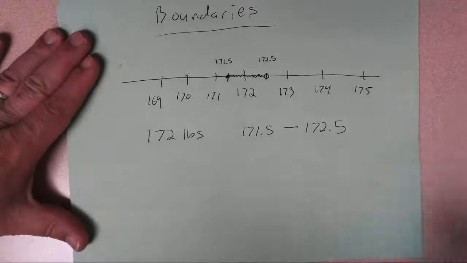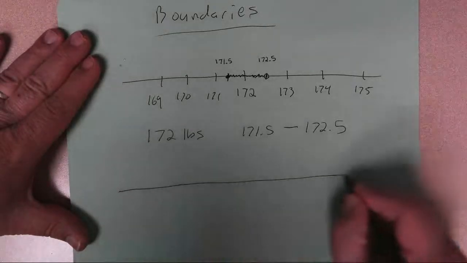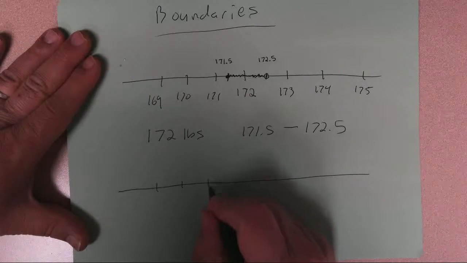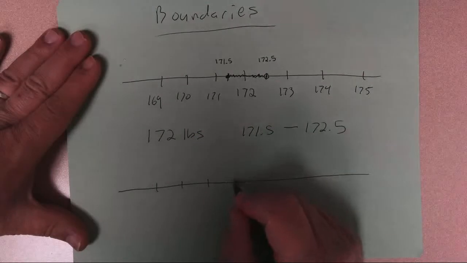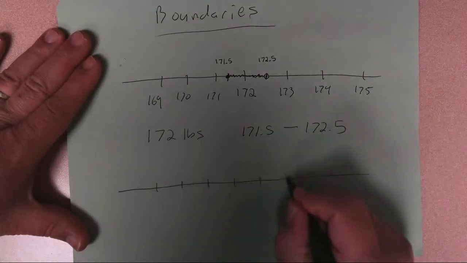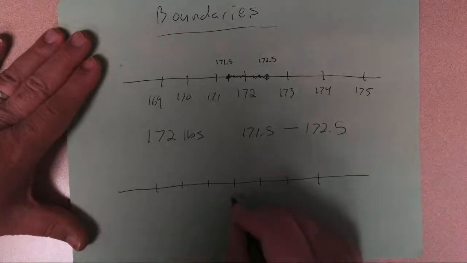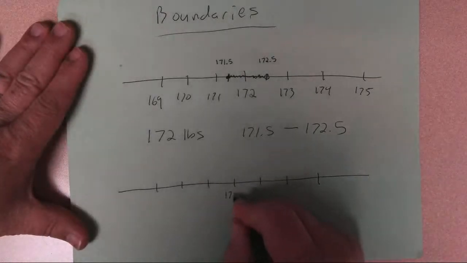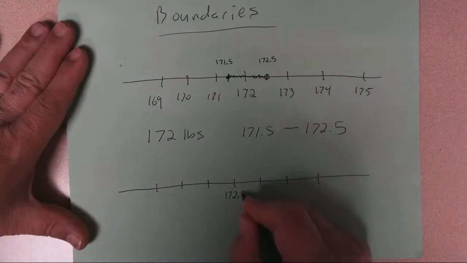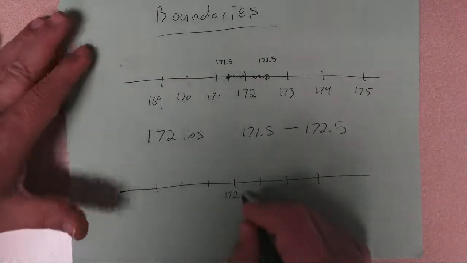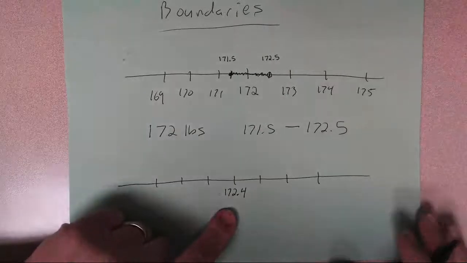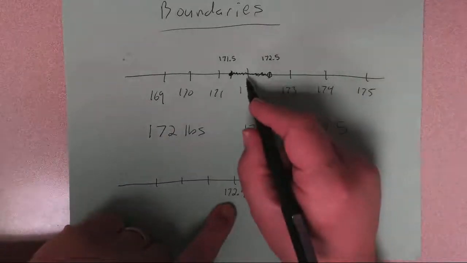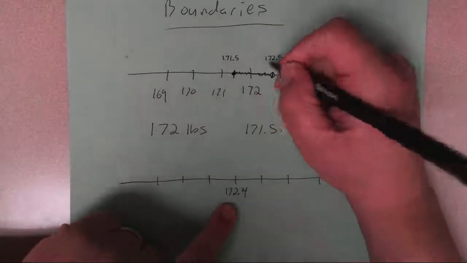So let's say I was measuring to the nearest tenth of a pound. And let me see if I can do this a little bit. 1, 2, 3, 4, 5, 6, 7. So let's say if I was measuring to the nearest tenth of a pound, let's say I would be 172.4, we'll say. That would be my actual weight, and of course that would have rounded down to 172. So I would be like right here in this interval.